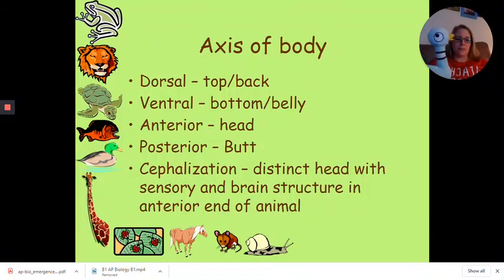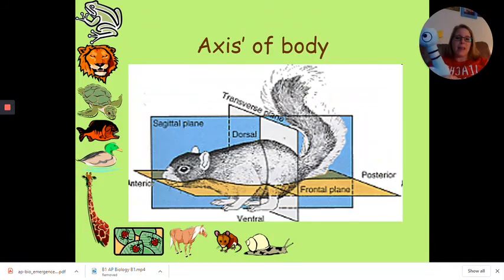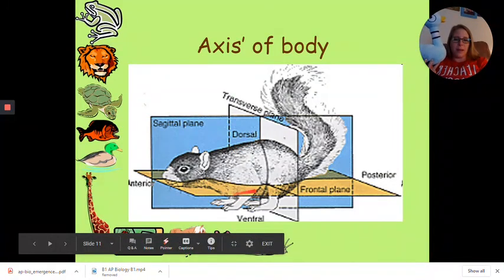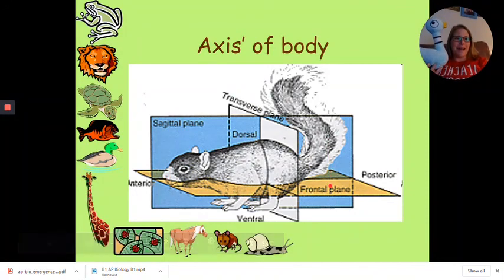Here's a picture of what I've just showed you with my little ducky here. Dorsal is the back. Ventral is the belly. Anterior is the head. Posterior is the butt. All right, I'm going to leave that here today. So today we talked about what makes an animal. We talked about the types of symmetry, and we talked about the axes of the body.